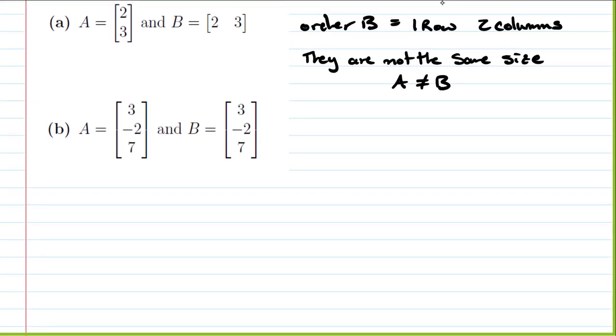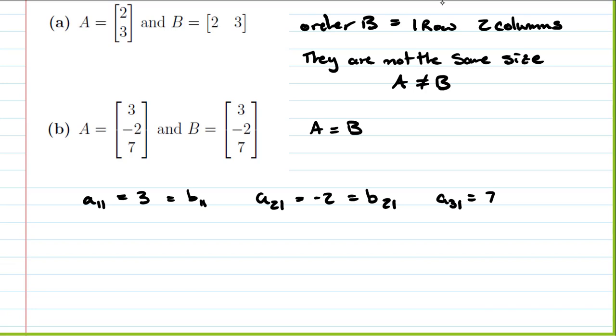So if we look at example B, matrix A and matrix B here, they are the same. So A does equal B. Because if I check, A11 is equal to 3, which is equal to B11. A21 is equal to -2, which is the same as B21. And A31 is equal to 7, which is the same as B31. So the entries in the same location in each matrix are the same. What's in row 1, column 1 of matrix A is the same as what's in row 1, column 1 of matrix B.